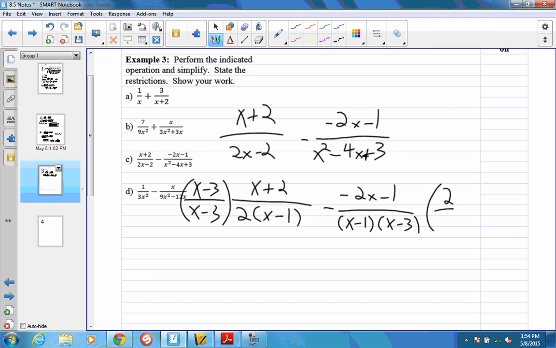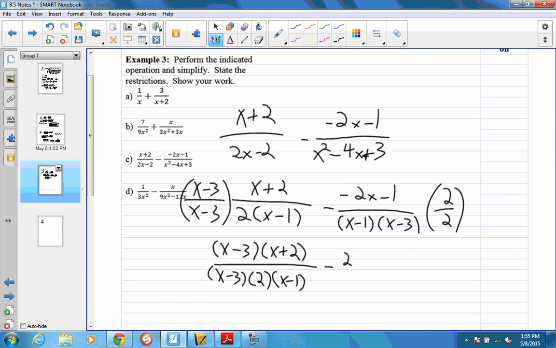Right, because this will add a 2. And x minus 3. Doesn't matter what order they're in or anything, right? Good. So x minus 3, x plus 2 over x minus 3, 2, x minus 1, minus 2, negative 2x minus 1 over x minus 1, x minus 3, and 2.